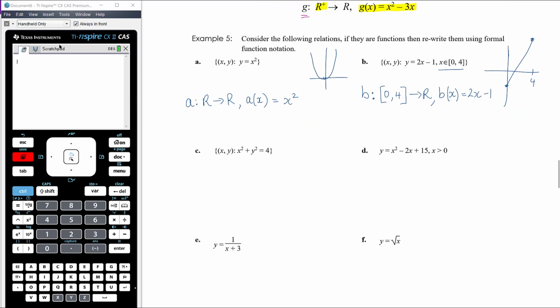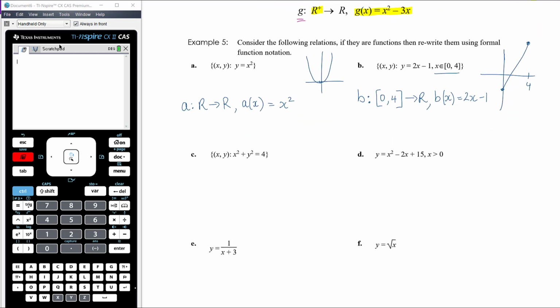Okay, part C. So thinking about that, x squared plus y squared equals 4. That's actually not a function because that's a circle with a radius of 2. And so not a function, so we don't use function notation. And that's because we need to have y as the subject to use function notation. If we make y the subject here, it doesn't adhere to the definition, because we have more than one point with the same x coordinate.